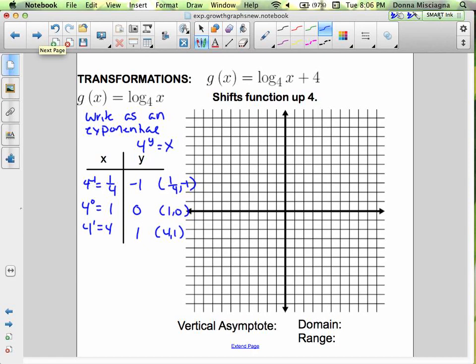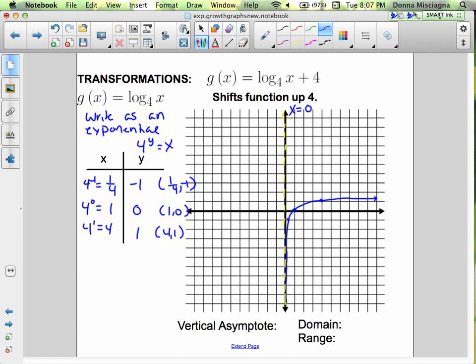Let's graph those. All right, so we have 1/4, -1, and 1, 0, and 4, 1. Here is our base graph. We know it has a vertical asymptote of x equals 0.